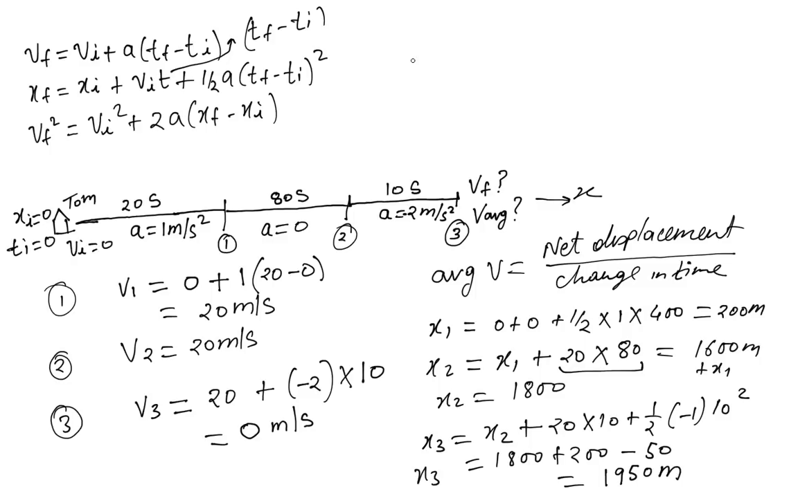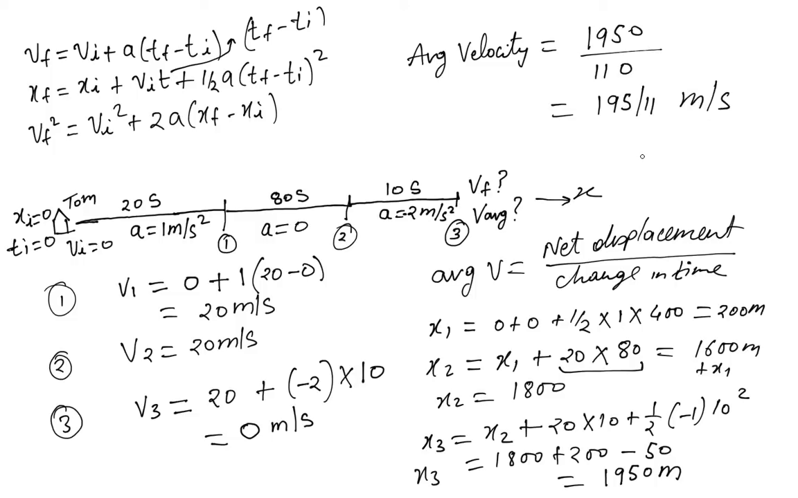Now to find the average velocity. Average velocity will be the net displacement, which is 1950, divided by the total time, which is from here to here. And the total time is 80 plus 20 plus 10, which is going to be 110. And this is something like 195 over 11 meters per second.